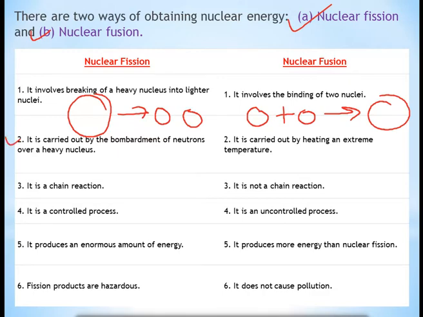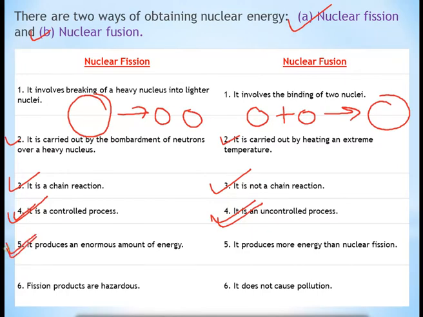Second point, fission carries out the bombardment of neutrons over a heavy nucleus. Bombardment means the neutrons will strike the heavy nucleus. Fusion is carried out by heating at an extreme temperature, which means for binding the two nuclei we have to provide a large amount of heat. Fission is a chain reaction. Fusion is not a chain reaction. Fission is a controlled process, which means we can control it, but the fusion process is uncontrollable. It is not in our hands to control the fusion process.